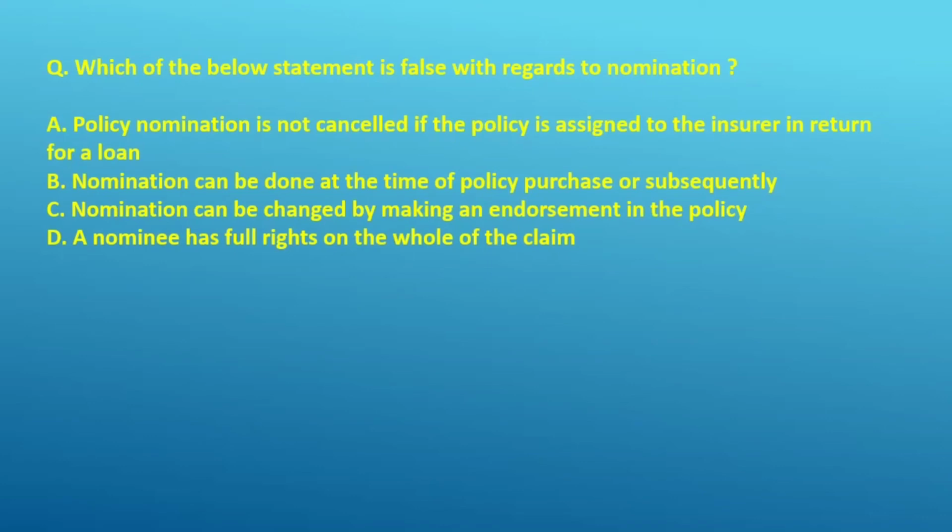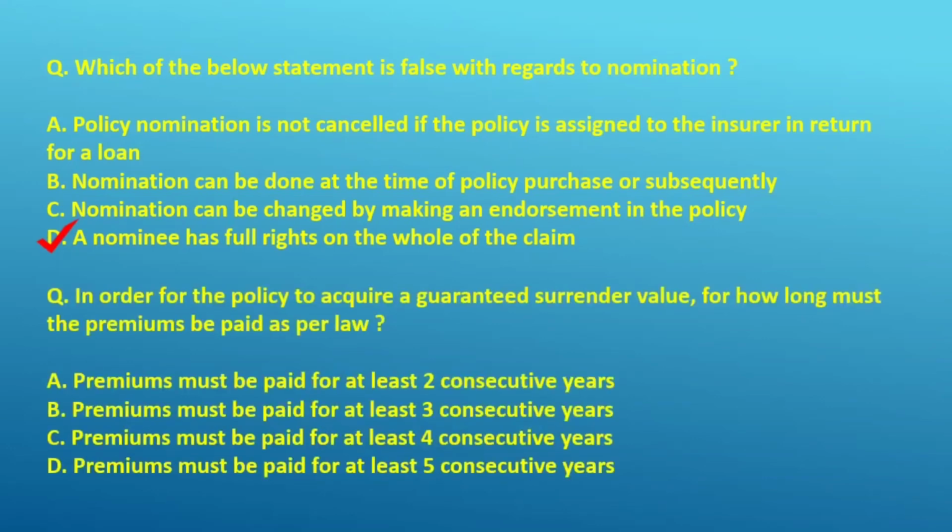Next question, which of the below statements is false with regards to the nomination? Correct answer is D. A nominee has full rights on the whole of the claim. Next, in order for the policy to acquire a guaranteed surrender value, for how long must the premium be paid as per law? Correct answer is B. Premium should be paid for at least 3 consecutive years.